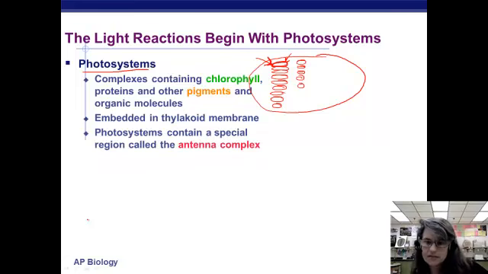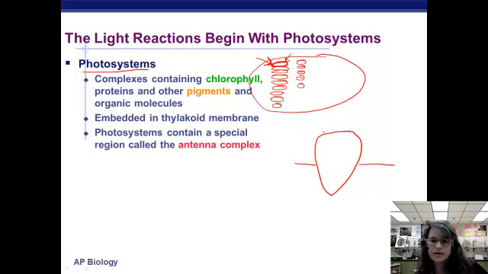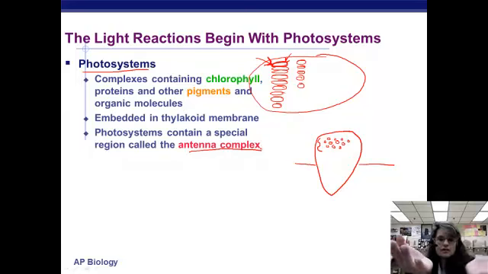Now, if this is my photosystem, it's a protein embedded in the thylakoid membrane, so there's the thylakoid membrane. Embedded in the top are a bunch of chlorophyll and other pigment molecules, carotenoids, whatever. This region here is called the antenna complex. You need to think of it as a catcher's mitt there to catch as much and as many photons of light, units of light, as we can. Okay?